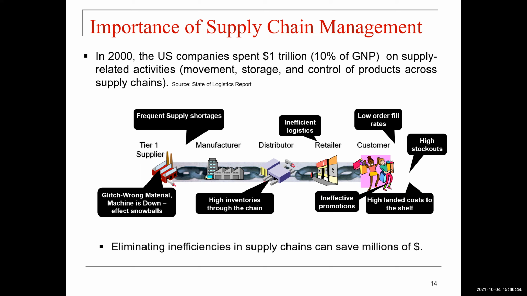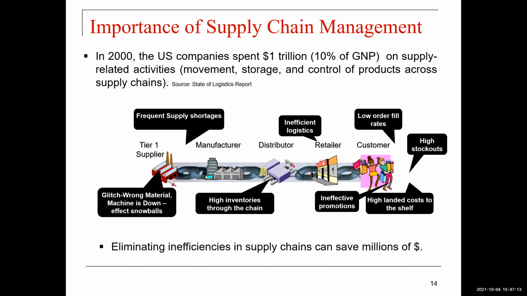So frequently supply shortages can create a problem. That was something that we discussed last time when we are moving towards a pull or just-in-time system. If you don't have a reliable supplier, that can create trouble, because then the rest of the supply chain will be affected.